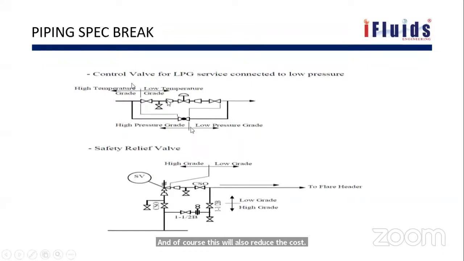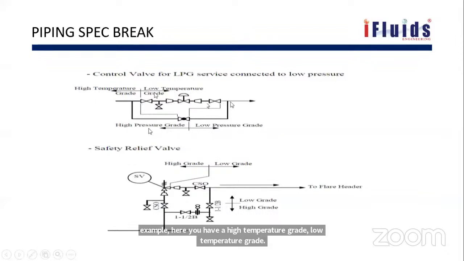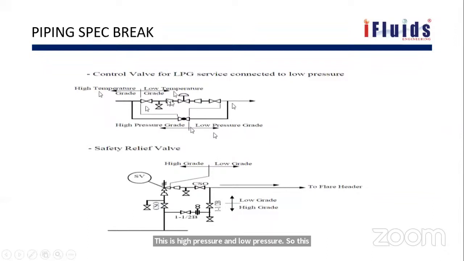For example, here you have a high temperature grade, low temperature grade. This is high pressure and low pressure. So this valve is passing the fluid to a low pressure system. There you need not provide material of higher quality, because once the valve lets out, the pressure downstream of the valve will be lower. So we'll be having a lower grade here. Of course, it is safer to provide a higher grade, but it's not required.